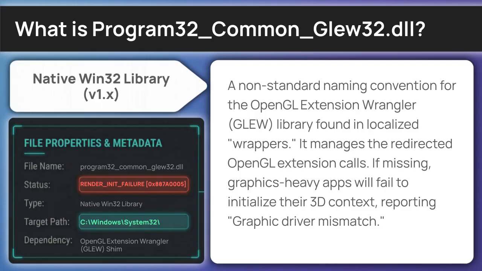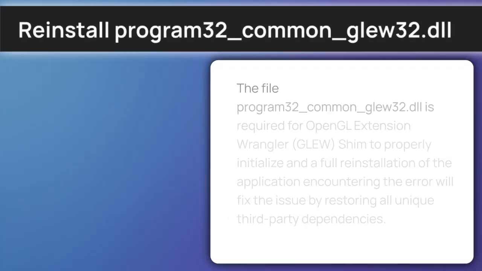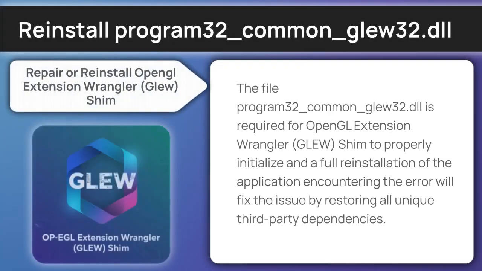With the explanation out of the way, let's refresh the affected files. The file Program 32 Common OpenGL Extension Wrangler 32 DLL is required for OpenGL Extension Wrangler GLEW Shim to properly initialize, and a full reinstallation of the application encountering the error will fix the issue by restoring all unique third-party dependencies.